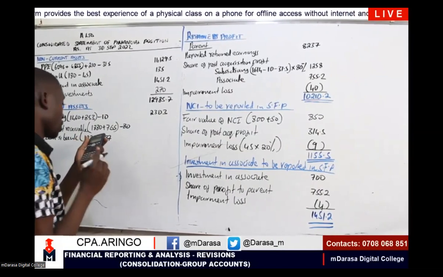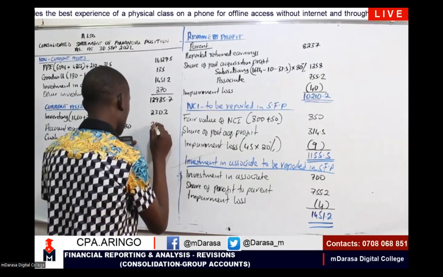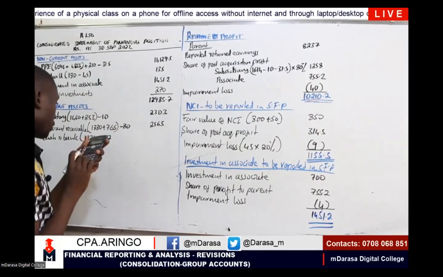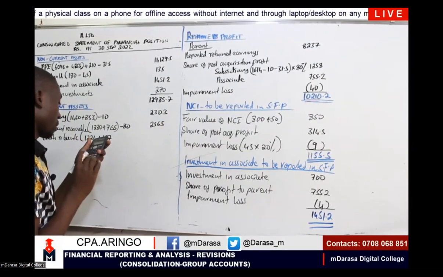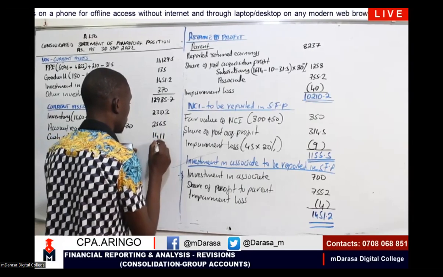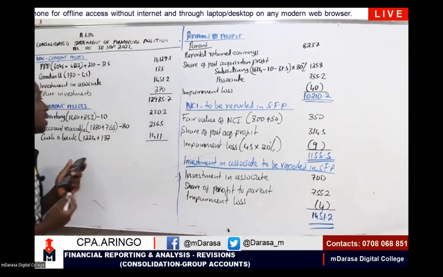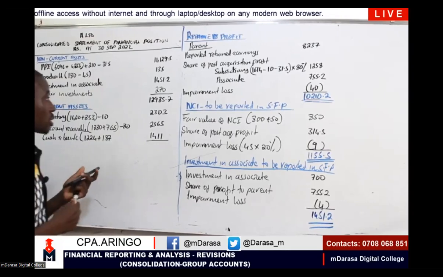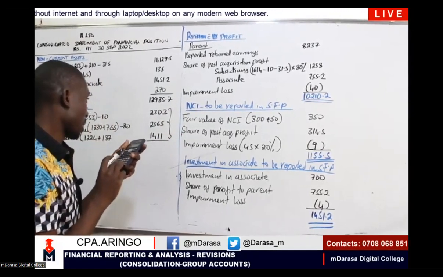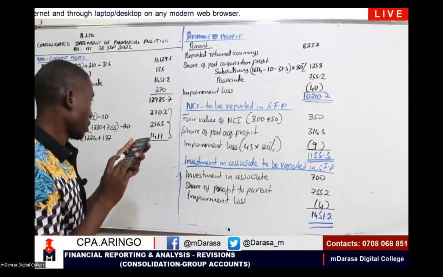1880 plus 765 minus 80 to give us 2565. 1224 plus 187 to give us 1411. So that we can say our total assets will be how much? Determine first of all these ones to give us plus 2565.